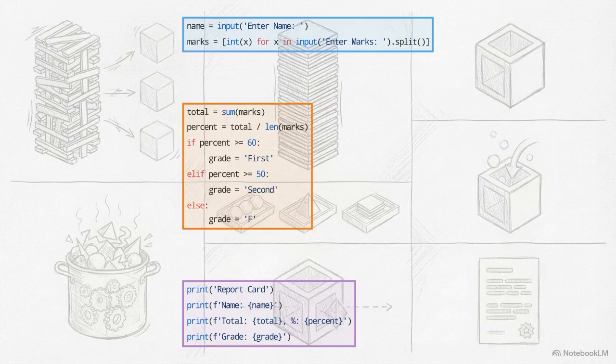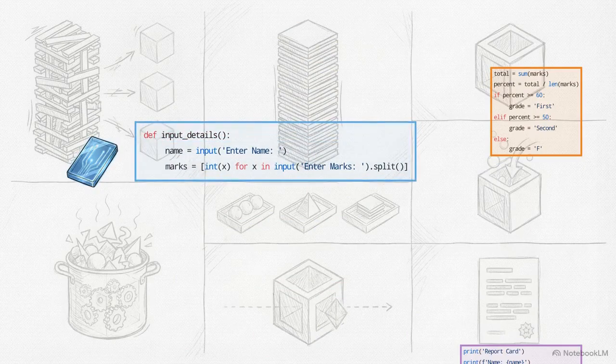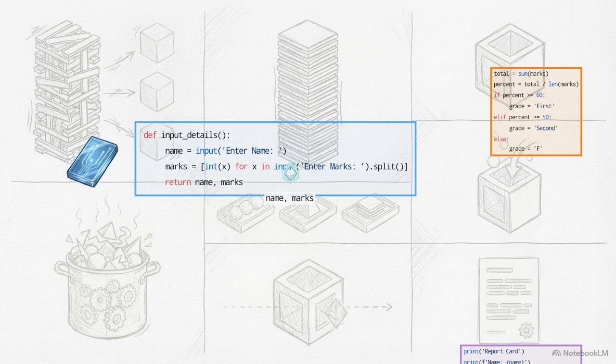Step 1 is building our first container. Type def, short for define, followed by the name input_details and a pair of parentheses. This tells Python we are creating a new function. Move the input code into this block, ensuring it's indented with a tab. To push this trapped data out, add return name, marks at the bottom.